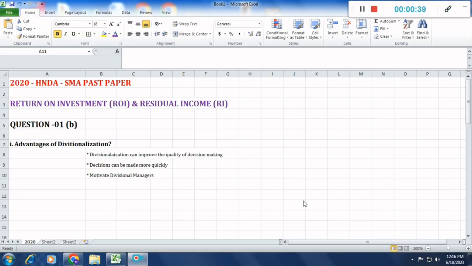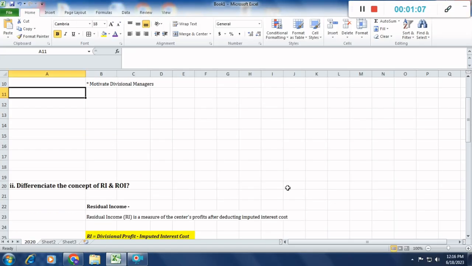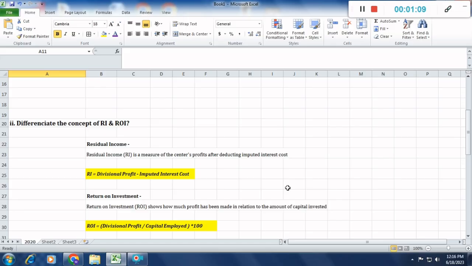Second, decisions can be made more quickly. So we can make the decisions quickly. Third, it motivates divisional managers. Divisionalization is motivating divisional managers of the organization. Second is: differentiate the concept of residual income and return on investment in assessing the performance of the divisions.